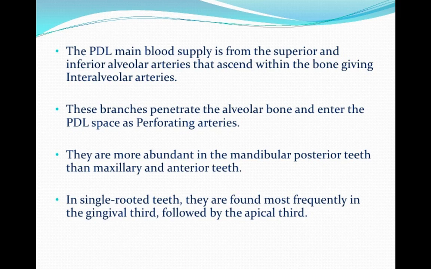The main blood supply is from the superior and the inferior alveolar arteries that ascend within the bone, giving interalveolar arteries. These branches penetrate the alveolar bone and enter the periodontal space as perforating arteries. They are more abundant in the mandibular posterior teeth than in maxillary and anterior teeth. In single rooted teeth, they are found most frequently in the gingival third, followed by the apical third.